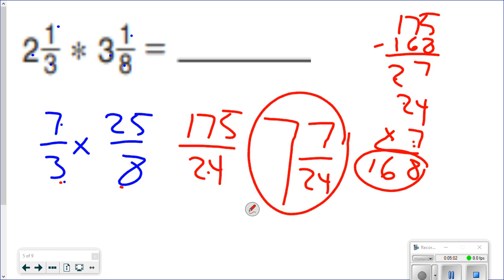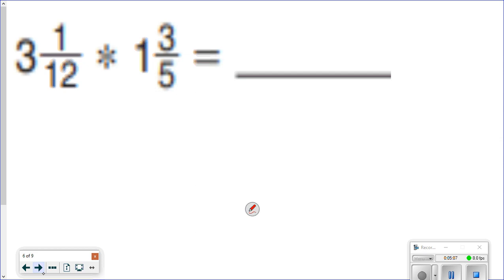That is my answer to this problem. There's a lot of math involved. Let's take a look at this problem. This one looks kind of like a beast too.